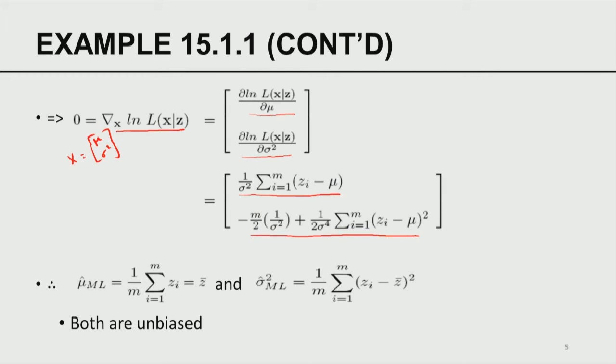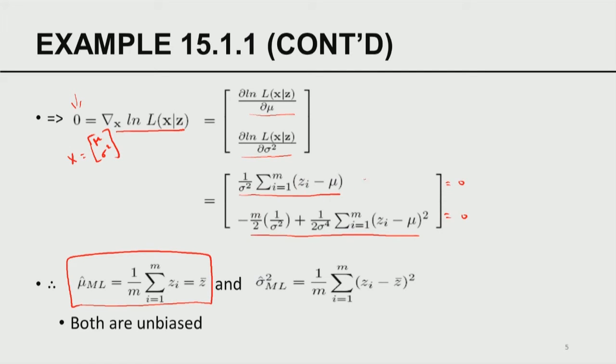Now please understand, at the maximum, these derivatives must vanish, so they must be equal to 0. That means the first component must be 0, and the second component must be 0. The first component being 0 gives rise to the functional form of the estimator.